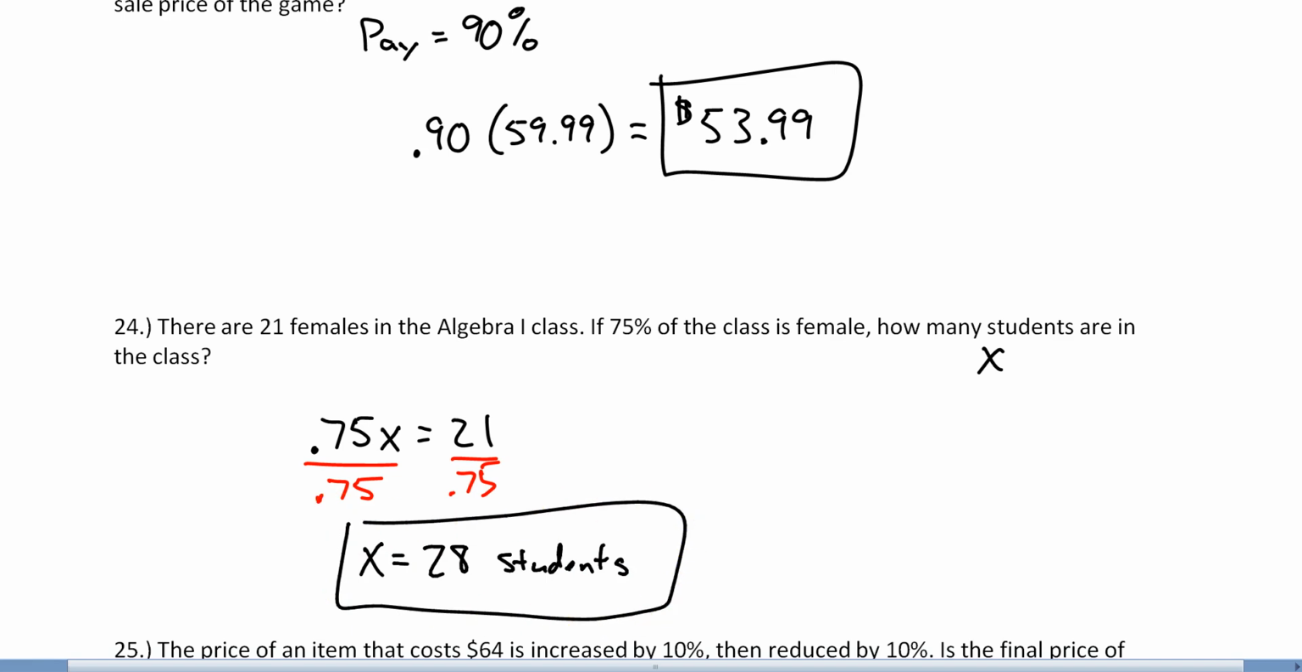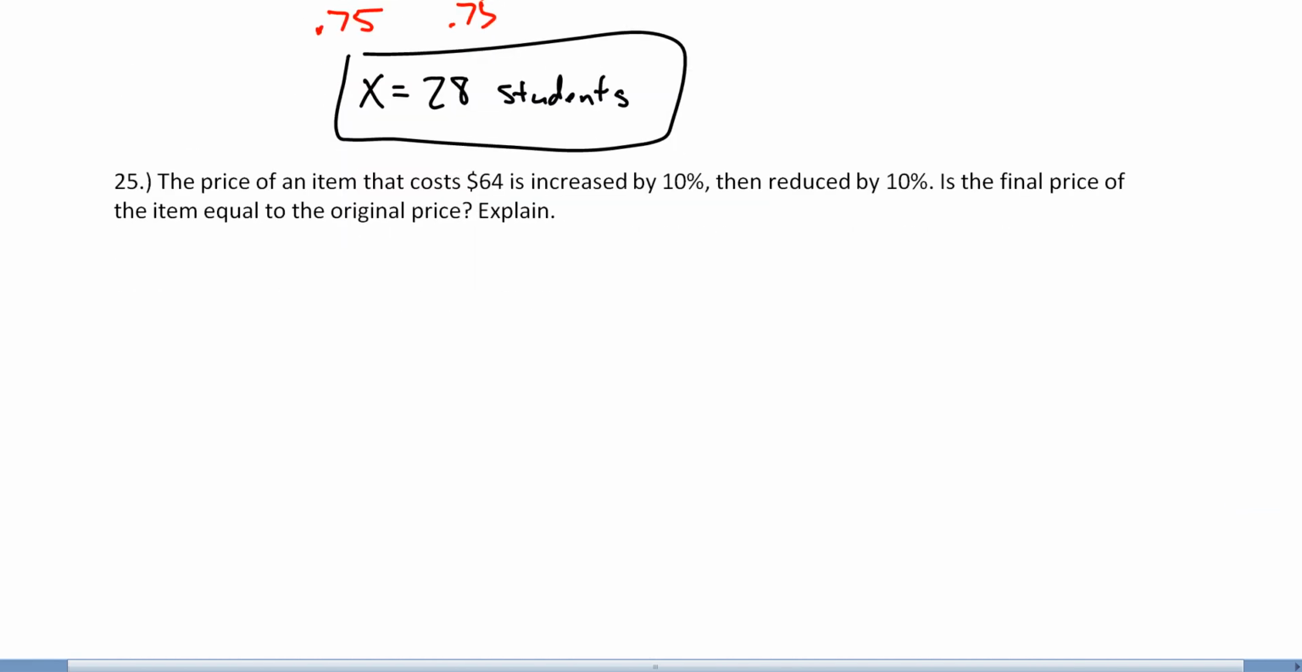All right. Last one here. It says the price of an item that costs $64 is increased by 10%, but then reduced by 10%. Is the final price of the item equal to the original price? And we want to explain our answer. Okay? And it's really interesting. At first glance, you're probably thinking, well, of course it's going to be similar. Went up 10%, down 10%. It's going to be the same. But let's do the math on it.